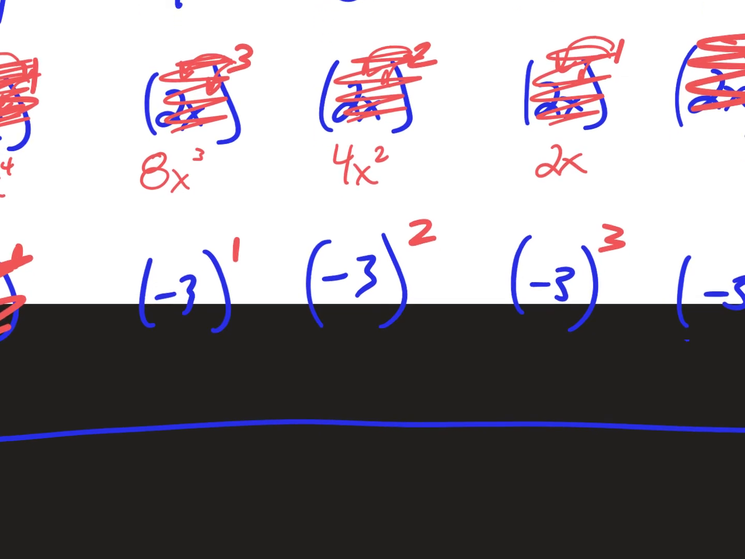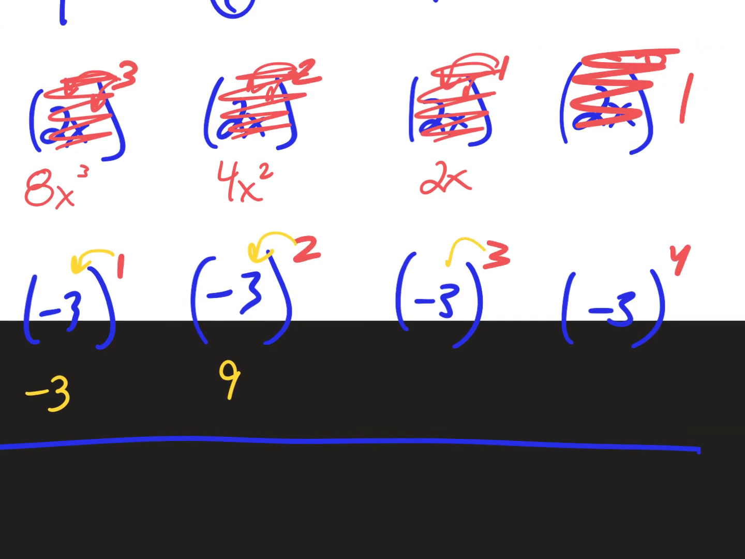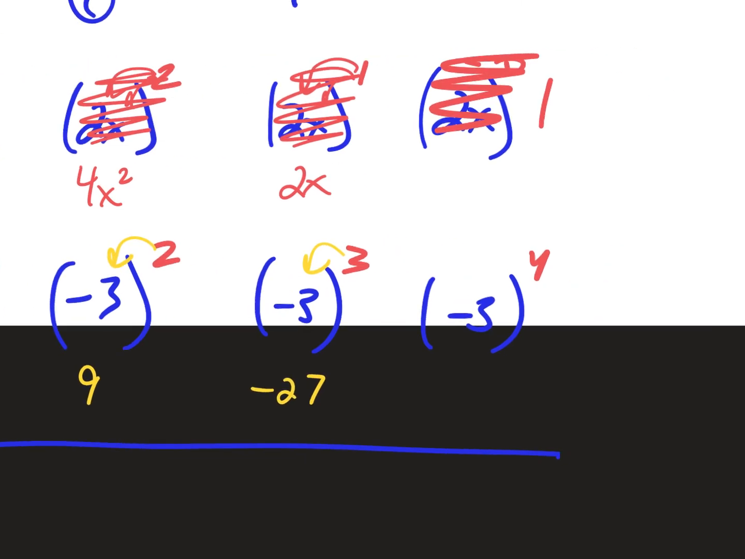So now I'm going to take my first power. I have 1, right? So what's negative 3 to the first power? Negative 3. I move this here. What's negative 3 to the second power? 9. I have negative 3 to the third power. Negative 27. I have negative 3 to the fourth power. Positive 81.